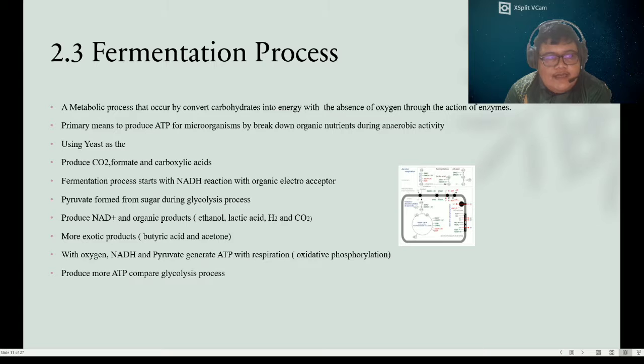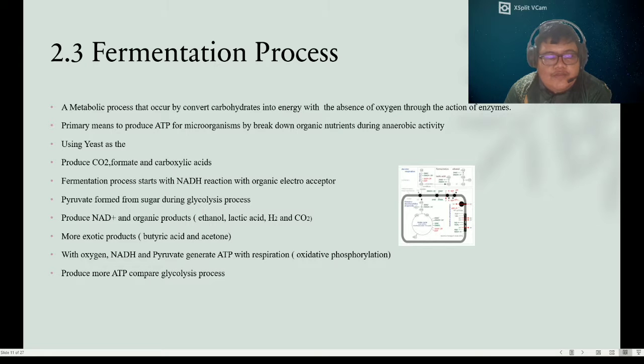Fermentation process. Fermentation is a metabolic process that occurs by converting carbohydrate into energy in the absence of oxygen through the action of enzymes. Their primary aim is to produce ATP for microorganisms by breaking down organic nutrients during the anaerobic activity by using yeast as the medium. They produce carbon dioxide, fumarate, and carboxylic acid. The fermentation process starts with the NADH reaction with an organic electron acceptor.